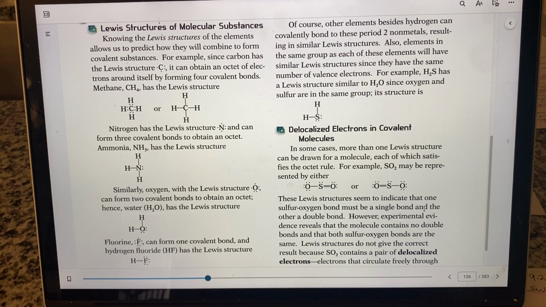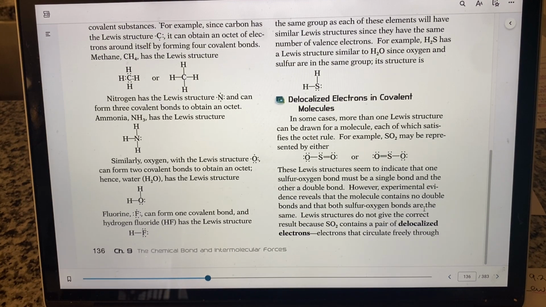So kind of seeing how you do those Lewis structures there. So let's go on to here, talking about delocalized electrons and covalent molecules. A lot of the time, especially in metals, we have all these delocalized electrons, that means free electrons flowing through, that are being shared between atoms. We know that especially in metals because that's what makes it metallic.